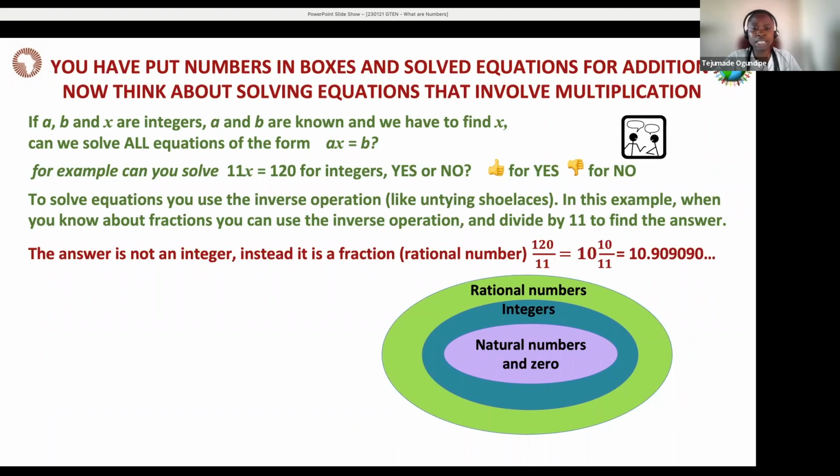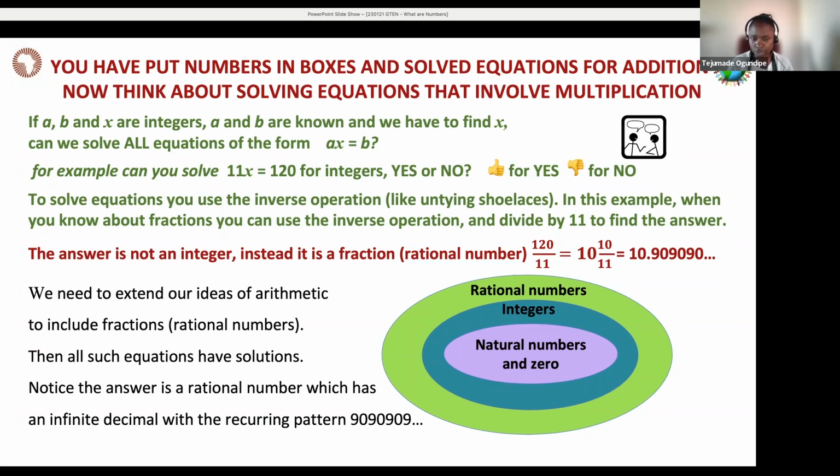Now, you use the inverse operation. In this example, when you know about fractions, you can use the inverse operation and divide by 11 to find the answer. The answer is not an integer. When you have 120 divided by 11, it is not going to give us an integer. Instead, it's a fraction, which is a rational number, and it gives 10.90999, and it's recurring like that.